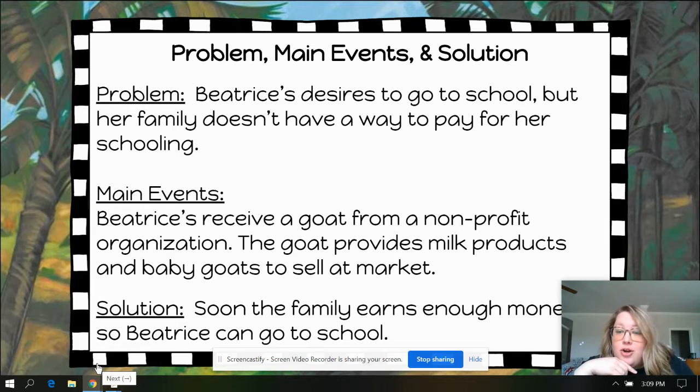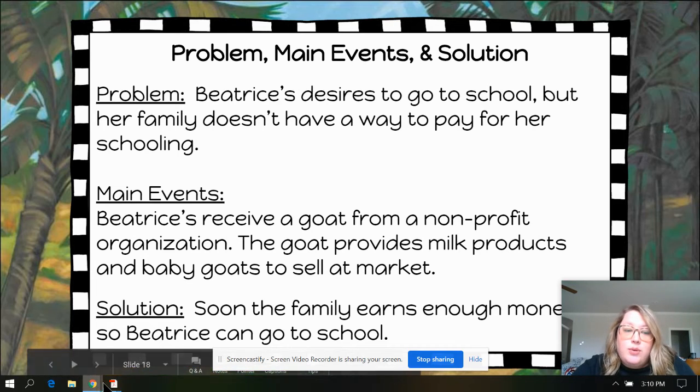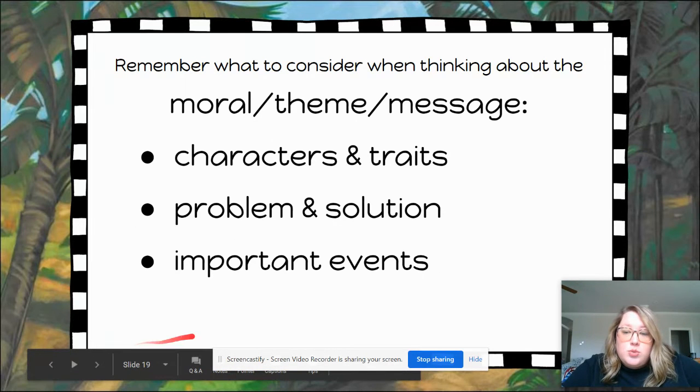So again, a character trait. What could you think about? I think because it was such a blessing to her that she was able to go to school, she is super thankful. That's a character trait that I would say for her as well.